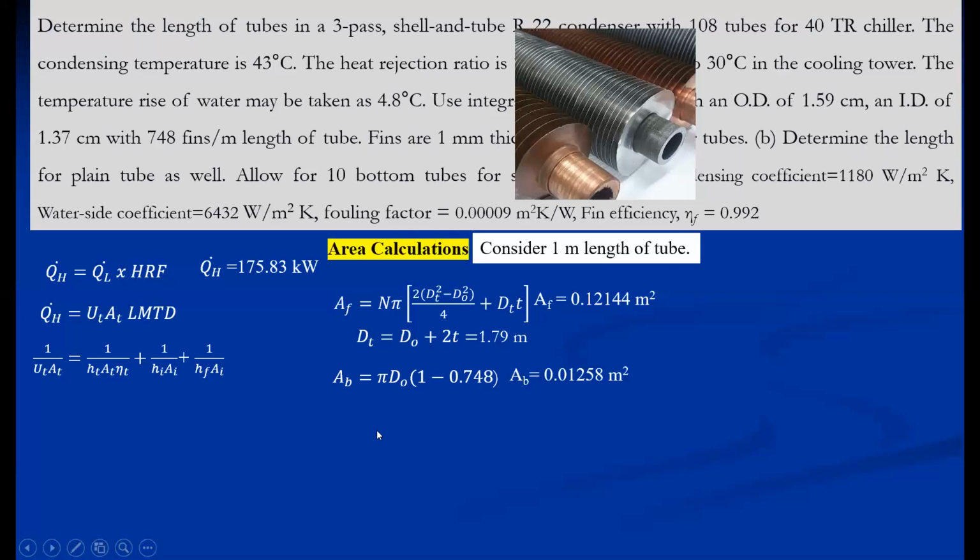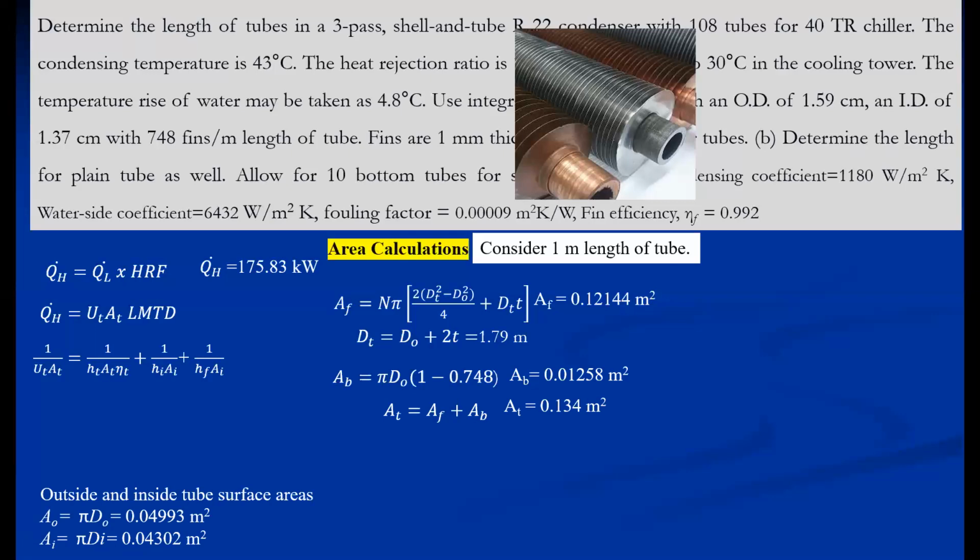From that we can calculate the base area, because we are talking about the heat transfer area, not the cross sectional area. These are the heat transfer areas. Then the total area at the outside, Ao, is equal to the area of the fin plus the area of the base tube. So it comes to around 0.134.